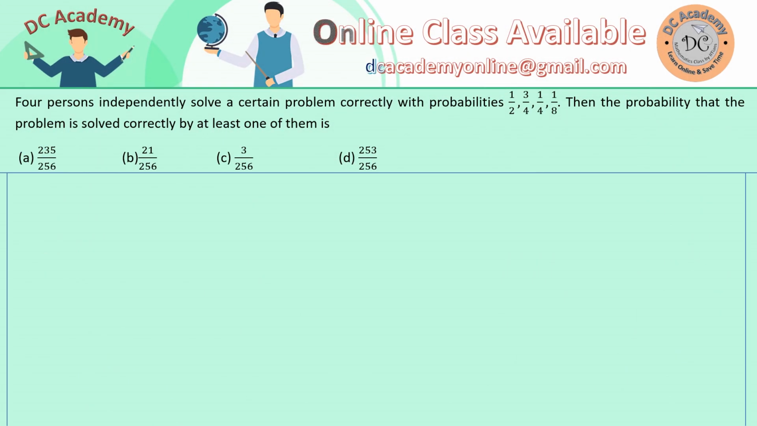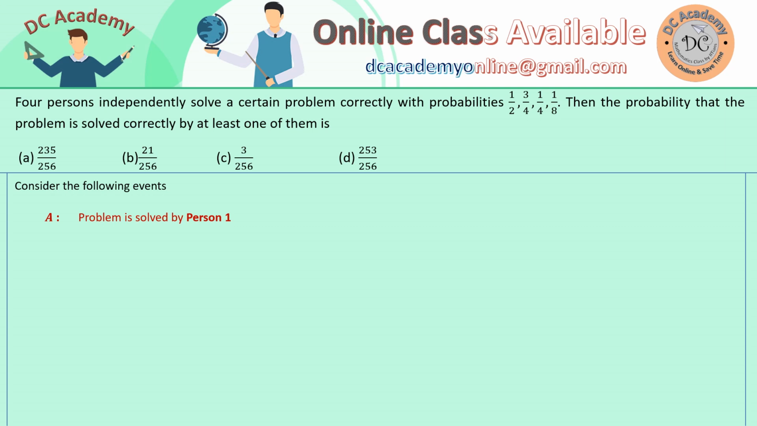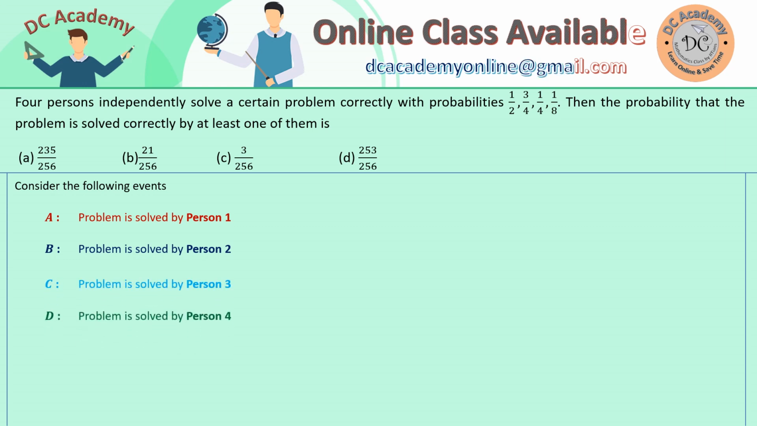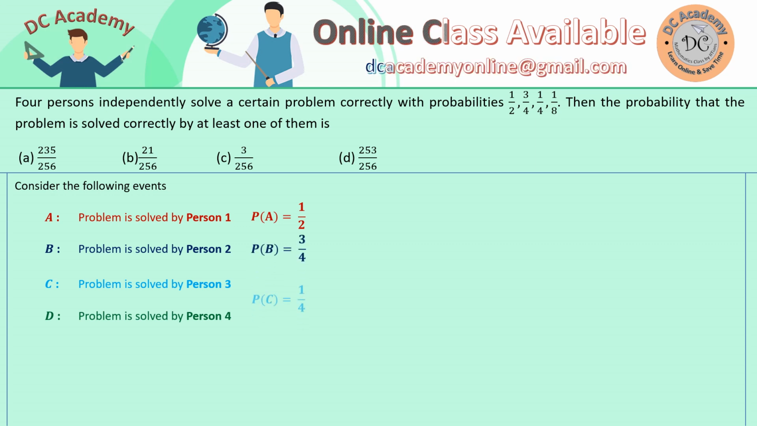So now let's go ahead. Here we consider the following events. A is the event that represents the problem is solved correctly by person 1. Event B represents the problem is solved by person 2, C is person 3, and D is person 4, which is very straightforward. Obviously their corresponding probabilities are provided. So the probability of A is 1/2, B is 3/4, C is 1/4, and D is 1/8. So this is the given information.